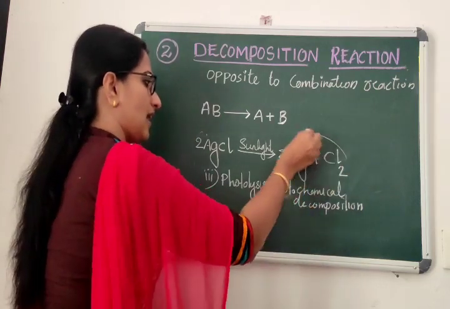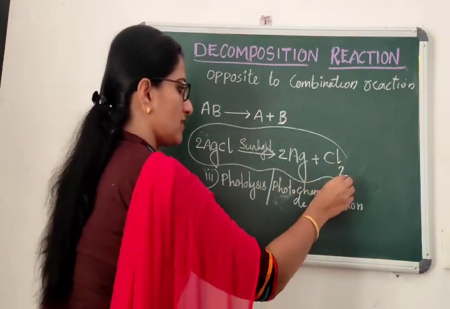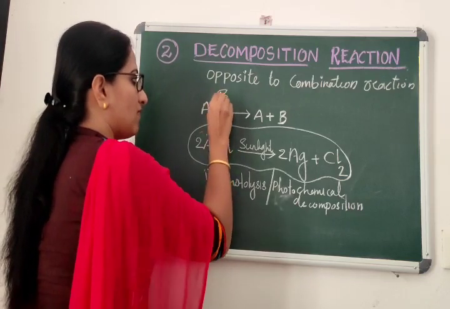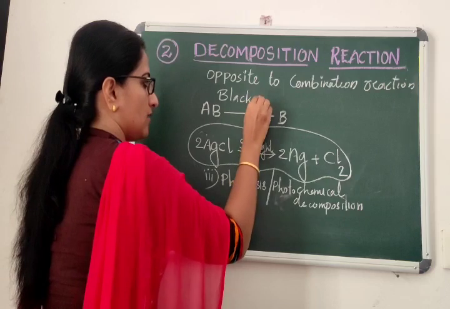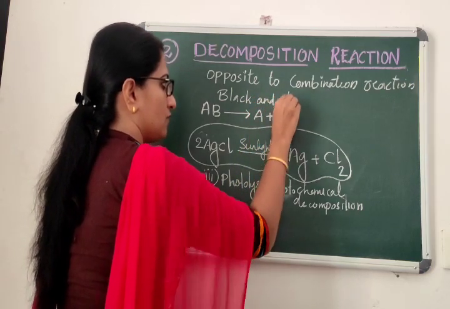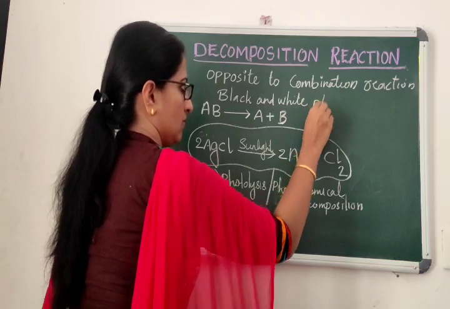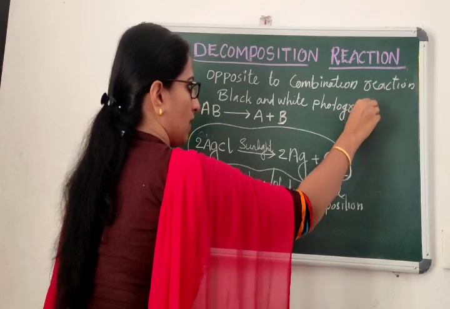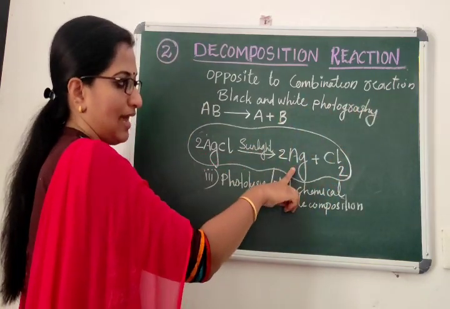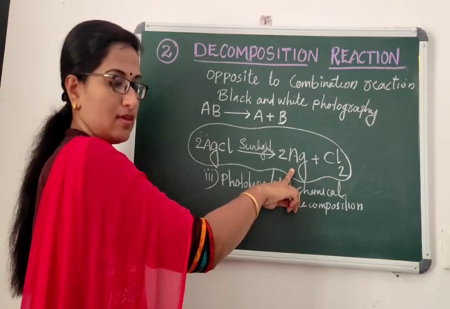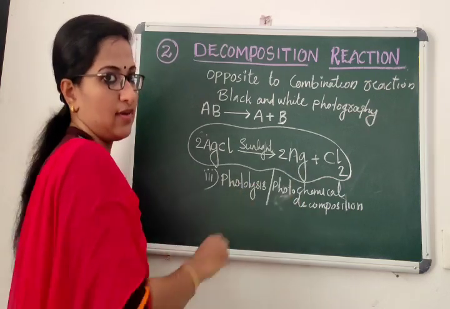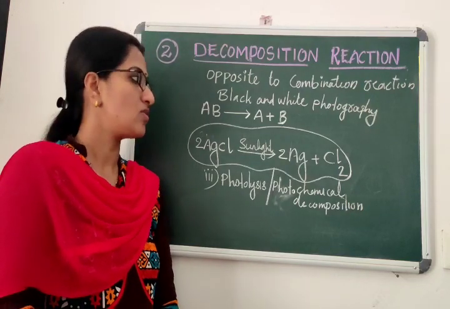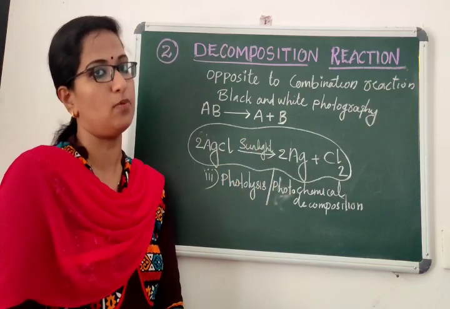Children, this reaction has an application. You know where is the application of this reaction? This reaction is mainly used in black and white photography. Why is it used in black and white photography? Because this undergoes decomposition and a grey colored silver is formed. So as a result, this is used in black and white photography. Nowadays, we know that everything is in the SD card, right? So this is one of the applications of a decomposition reaction.